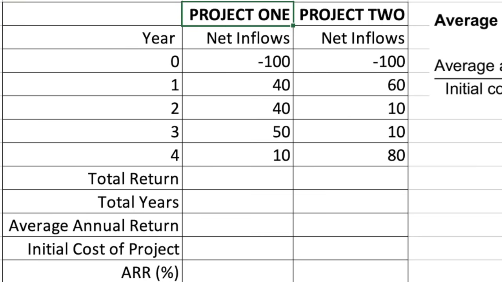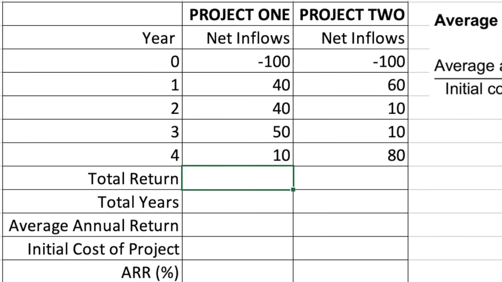We have project 1 and we have minus 100, which is the cost of the investment, year 1, year 2, year 3, year 4, and the inflows being 40, 40, 50, and 10. And then I've done the same on the other side. So the cost of the project in year 0, so minus 100, and then the inflows, so 60, 10, 10, and then that big bonanza at the end of 80. So let's calculate firstly for project 1.